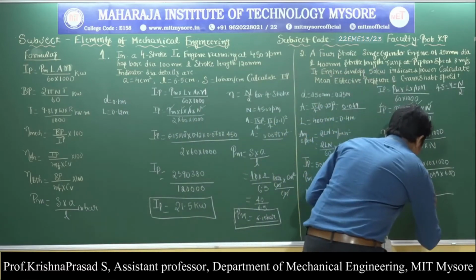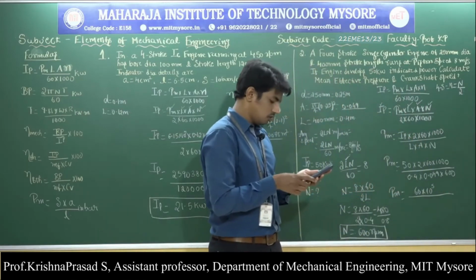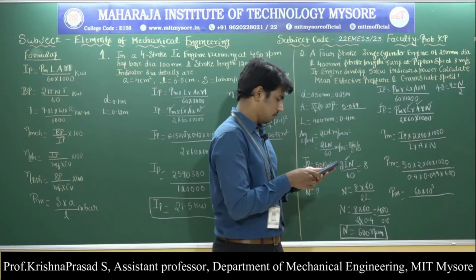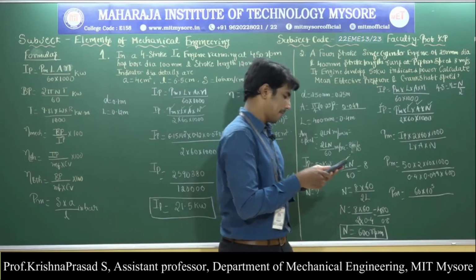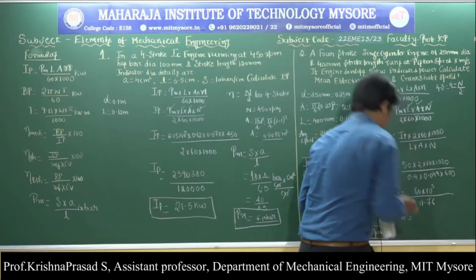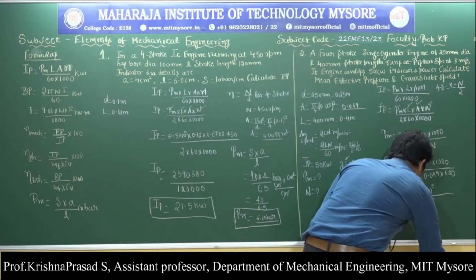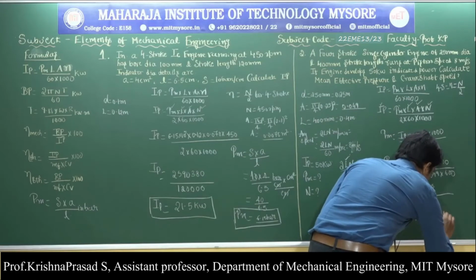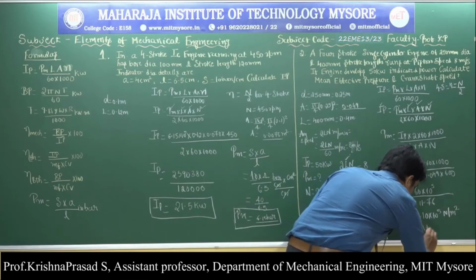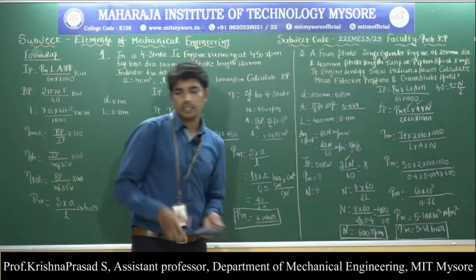So that is 60 into 10 to the power of 5. So in the denominator, 0.4 into 0.049 into 600, so that is 11.6. So PM is equal to 5.10 into 10 to the power of 5 Newton per meter square, that is 5.12 bar. So this is the mean effective pressure.